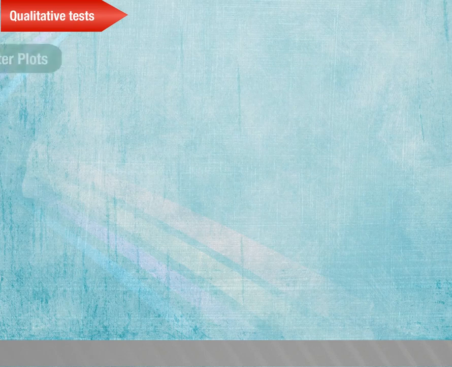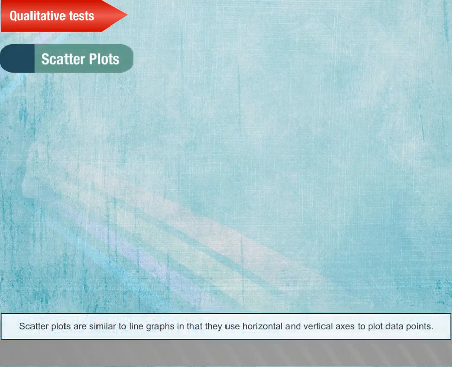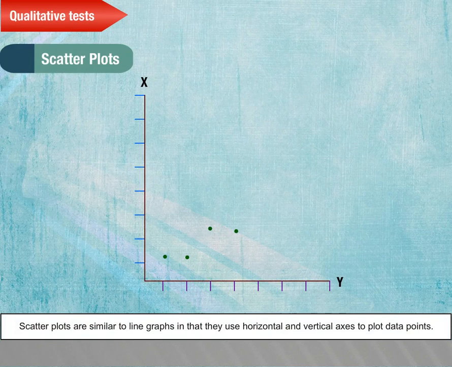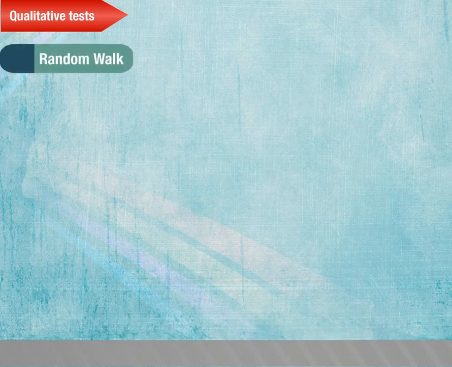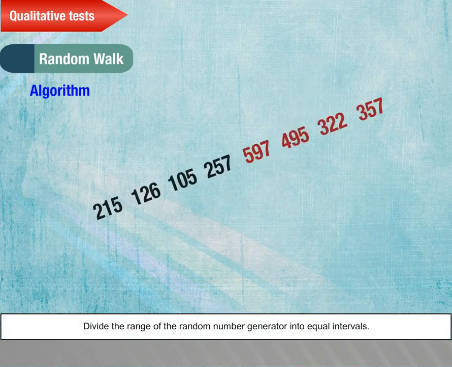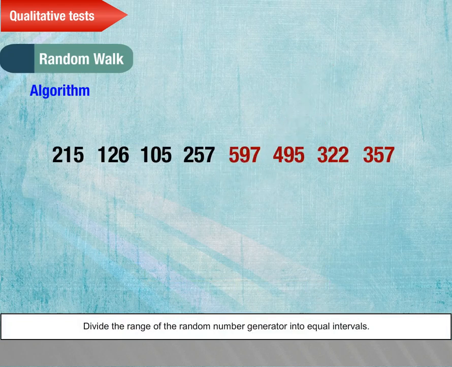Qualitative test. Scatter plots. Scatter plots are similar to line graphs in that they use horizontal and vertical axes to plot data points. Random walk. Algorithm. Divide the range of the random number generator into equal intervals.